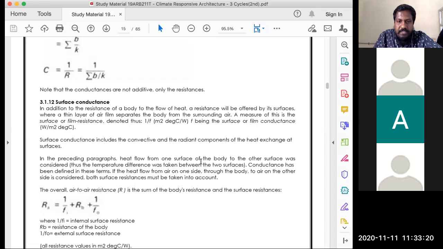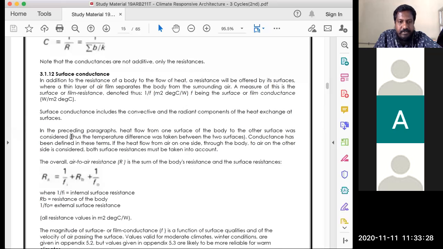The heat flow from one surface of the body to the other surface was considered. Thus, the temperature difference was taken across the two surfaces. Conductance is defined.